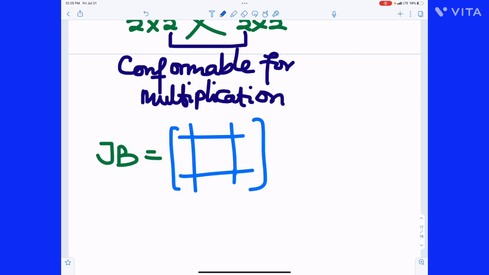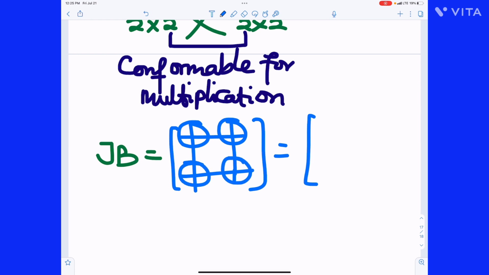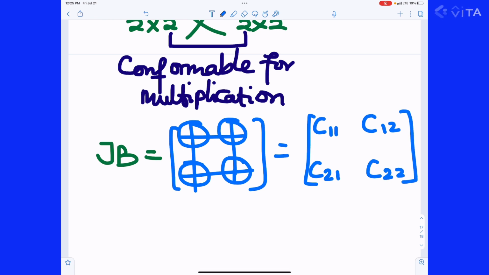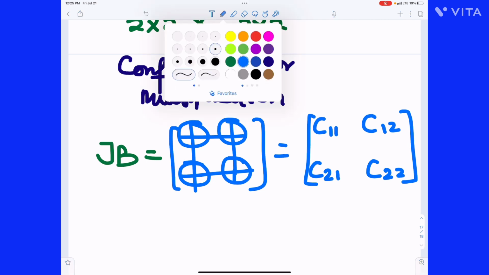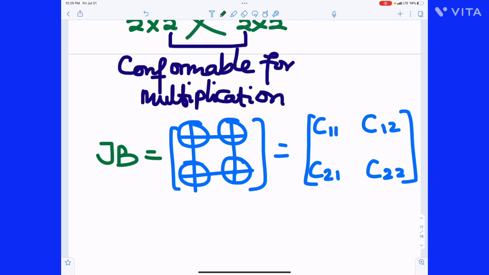2 rows and 2 columns means my product JB, we have 4 cells. 1, 2, 3, 4. Can you see that? We have cell 1, 1, cell 1, 2, cell 2, 1, cell 2, 2. So let's do this very well. Cell 1, 1, what's the first element?